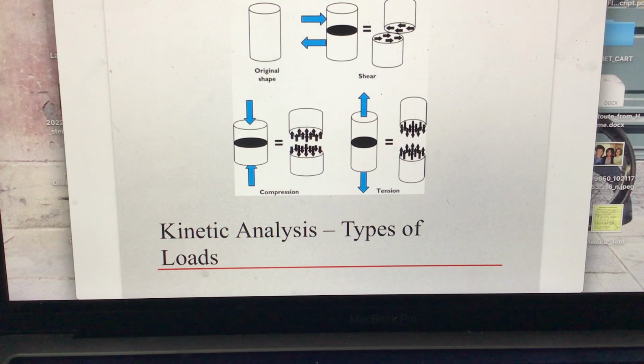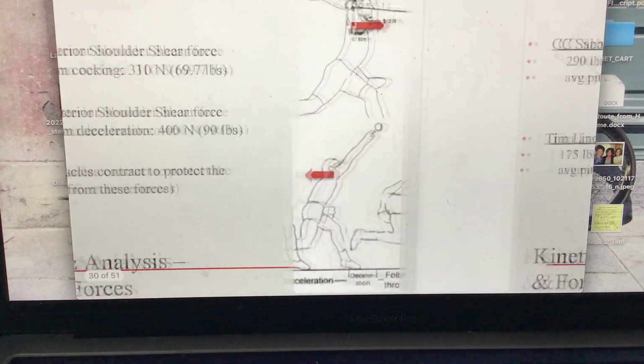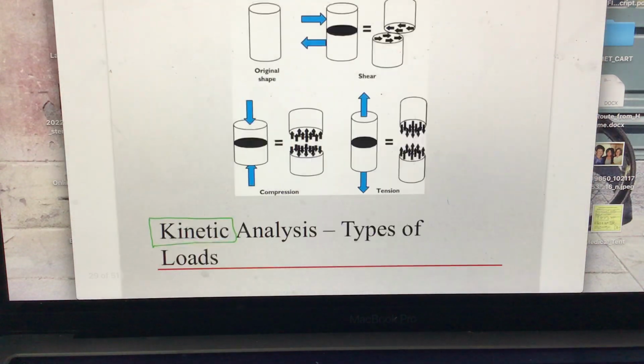Lastly, before I leave you, is just to mention type of loads. This technically falls under a kinetic analysis. Force, load. We can have a compression, a tension, and a shear. These are the most important, most common ones. Make sure you can define them. A compression force is a force smushing something. When you're standing, isn't there a compressive force on your knees? Because the weight of your body is compressing the knee joint.